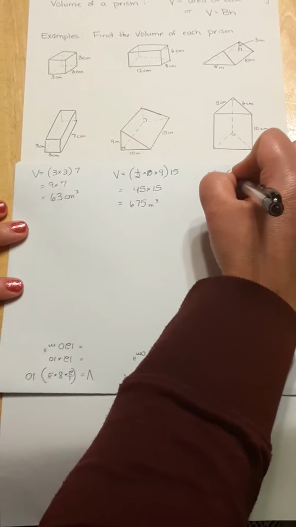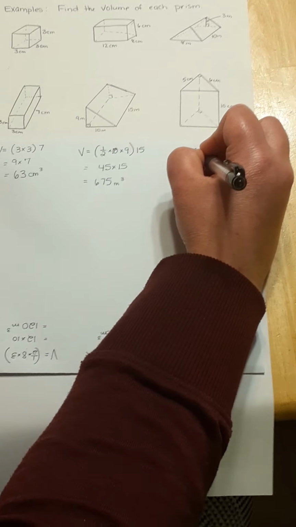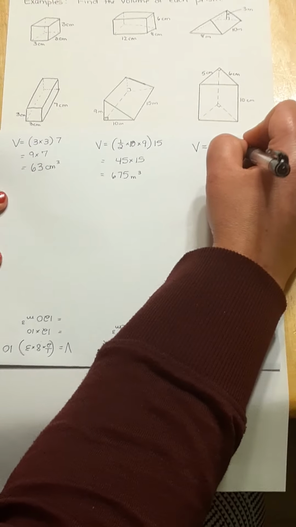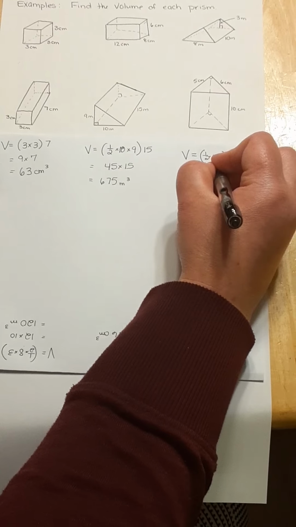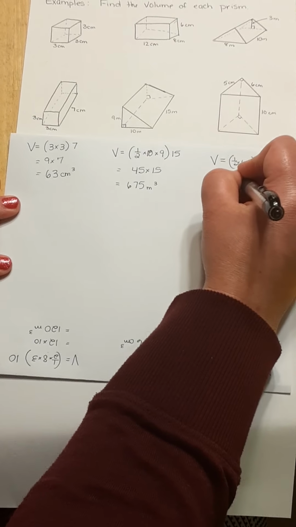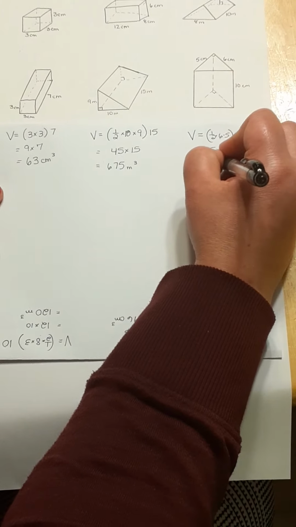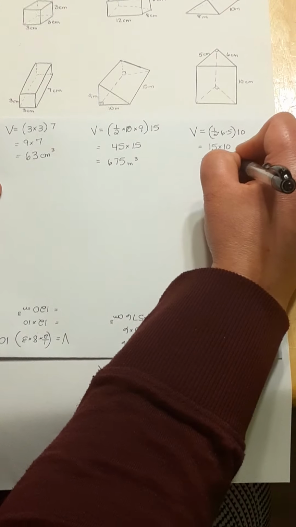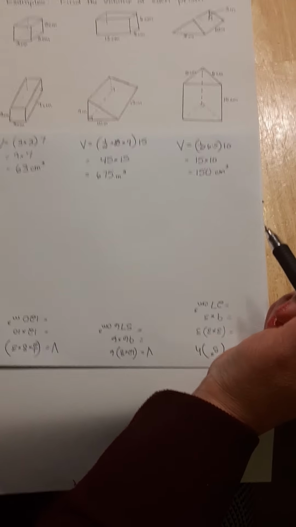My equation is half 6 times 5, and the height of the whole thing is 10. So 6 times 5 is 30. Half of 30 is 15, times the height, which is 10. So I get 150, and it should be centimeters cubed. Hopefully you got the cubed part.